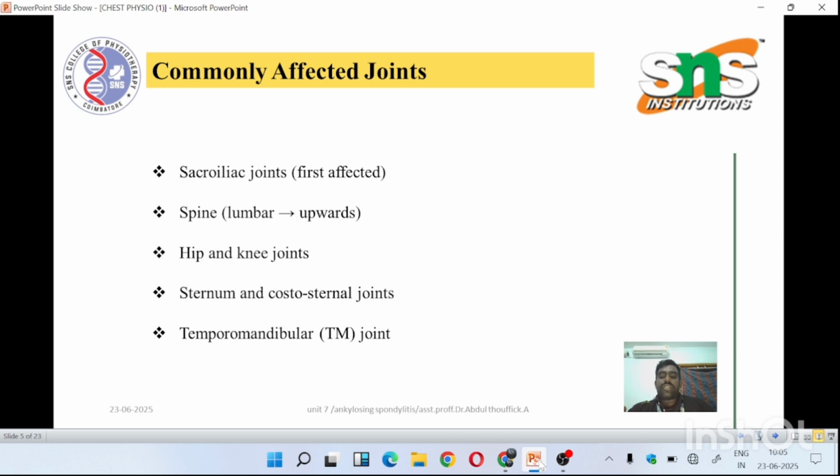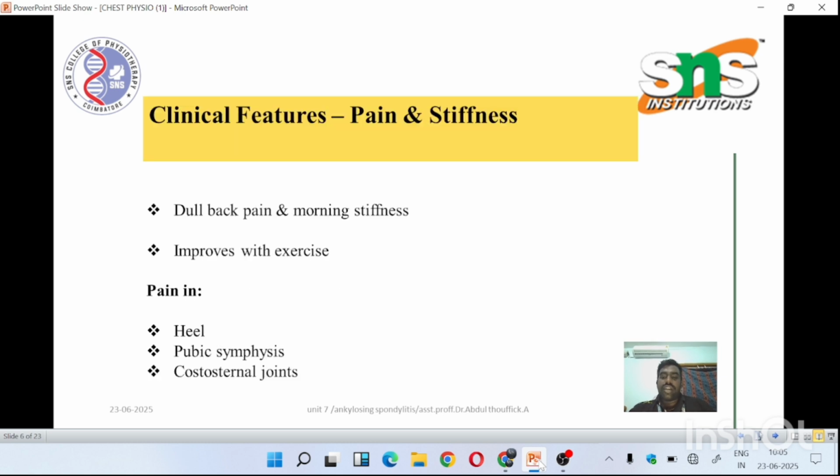What are the clinical features of ankylosing spondylitis? The main clinical features are pain and stiffness. The typical symptom is dull lower back pain with morning stiffness. A key feature is that this stiffness improves with exercise. Patients may also experience pain in the heel, and in the pubic symphysis and costosternal joints.